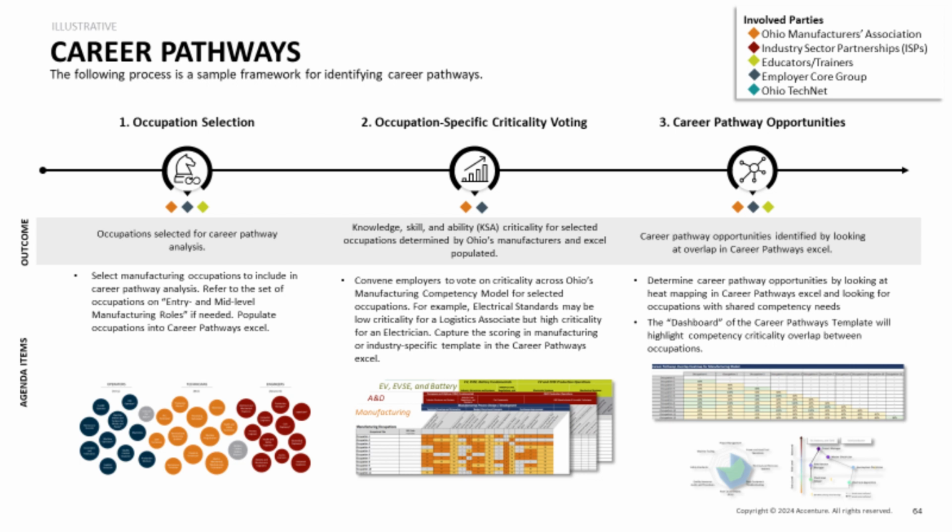So we can capture the scoring of the criticality specific to occupations in the manufacturing or industry specific templates within the career pathways Excel. And our last step is identifying career pathway opportunities. You can determine the career pathway opportunities by looking at the heat mapping within our career pathways Excel and looking for occupations with shared competency needs. Also, we'll get into this in a second, but the dashboard tab of the career pathways template will highlight competency criticality overlap between these occupations.